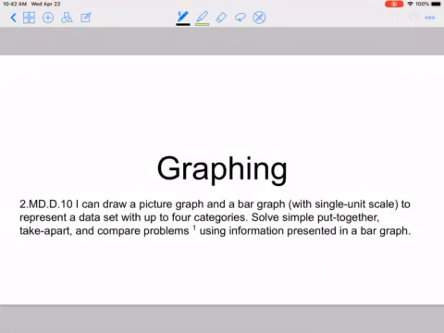Hi, my friends. Today we are going to be talking about graphing in math. I'm going to read our learning target for us.